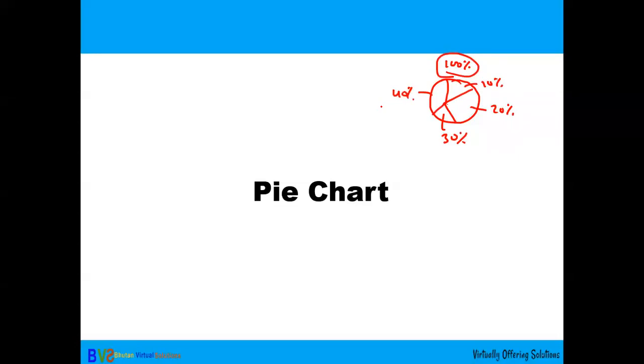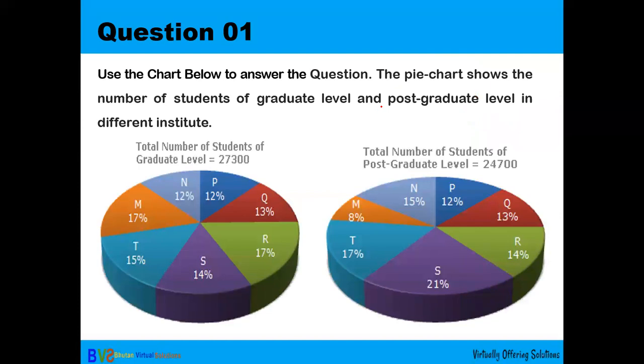So an answer question will be asked. Let me explain how to interpret the pie chart. The question says: use the chart below to answer the question. The pie chart shows the number of students of graduate level and postgraduate level in different institutes. This chart represents the total number of students at graduate level, and there are 27,300 students in total.